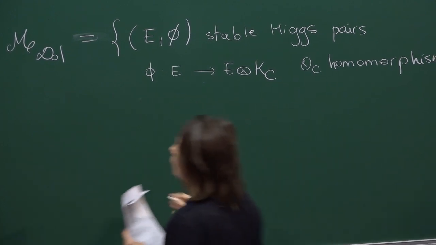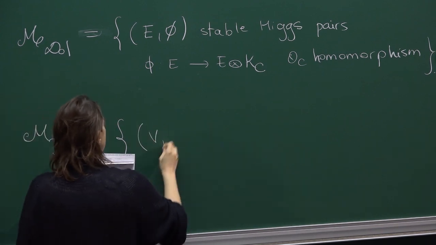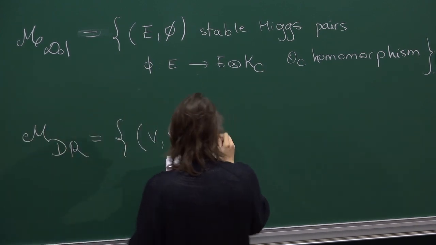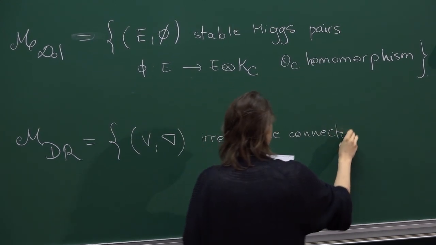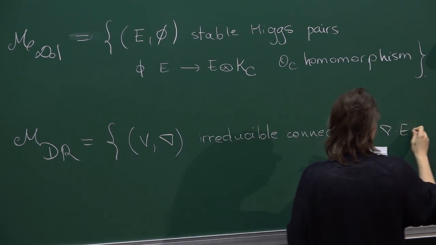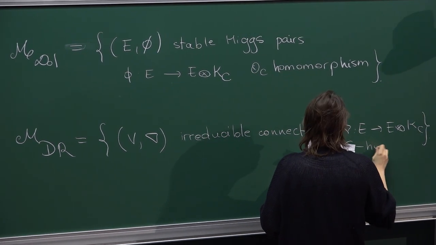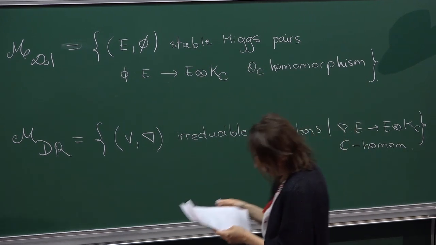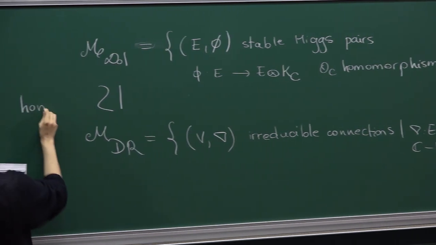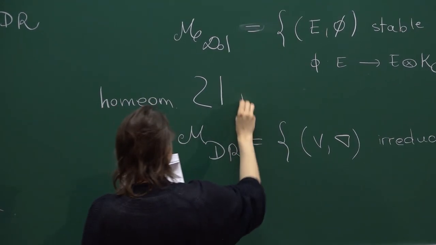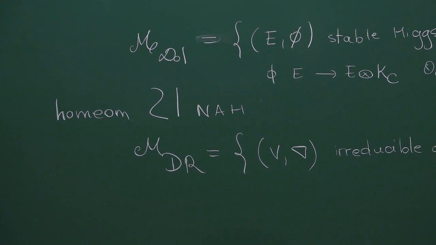And then I want to introduce also the de Rham moduli space, consisting of irreducible connections. And nabla is a map from E to E tensor K_C. That is a C homomorphism. So these two spaces are homeomorphic by the non-abelian Hodge correspondence.